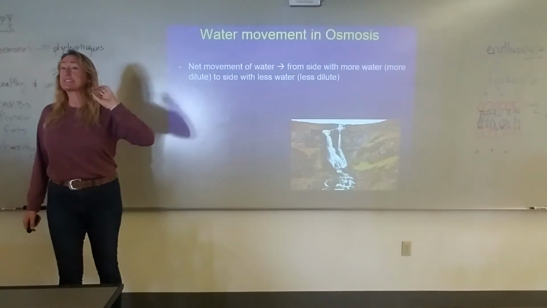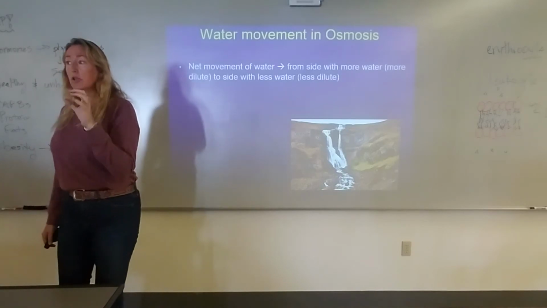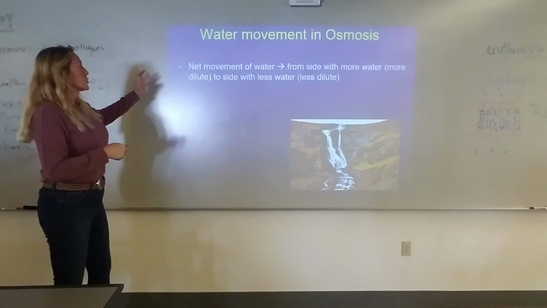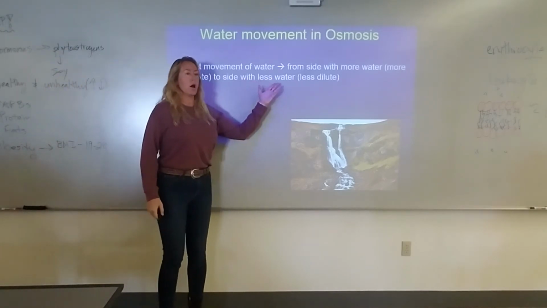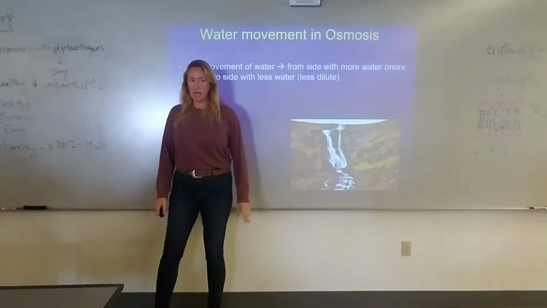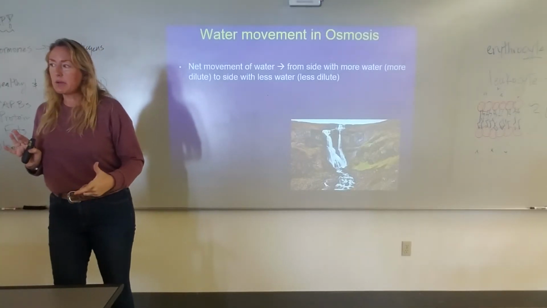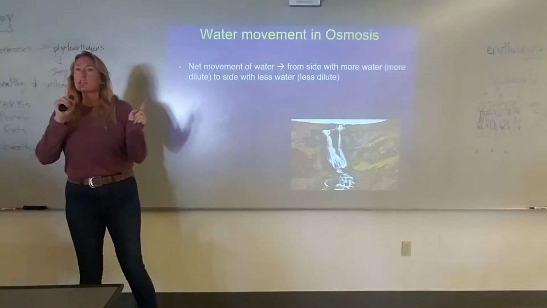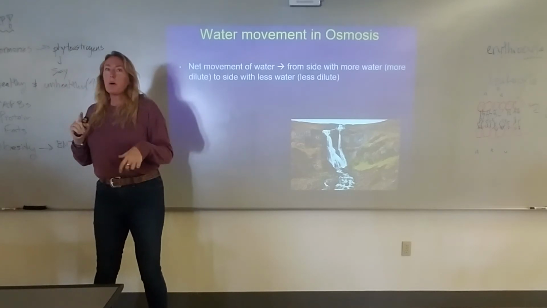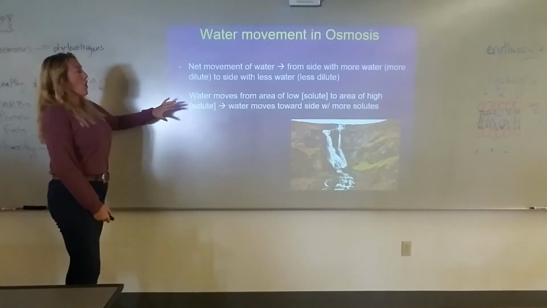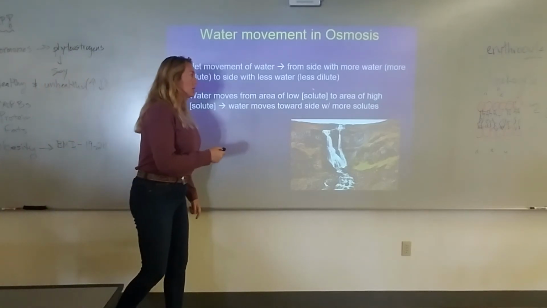So with less stuff in it, less solute in it means there's proportionally more water molecules, and it travels to the side with less water, or the less dilute side, the side that has more solutes in it, more stuff. Does that make sense? Okay. So water's still going from high to low, it's still diffusing, but it's just a slightly different process that we're describing. Water moves from an area of low solute concentration.